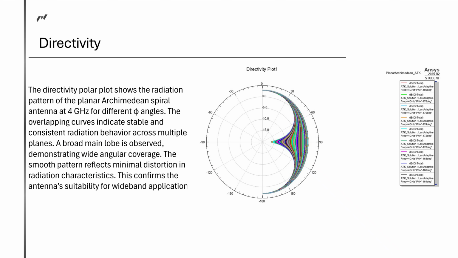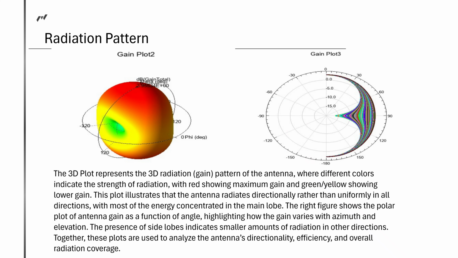This polar plot shows the directivity pattern of the planar Archimedean spiral antenna at 4 GHz for different angles. The overlapping curves indicate that the radiation pattern remains stable and consistent across multiple planes. We observe a broad main lobe, which implies wide angular coverage. Overall, the smooth and uniform pattern confirms minimal distortion and supports the antenna's suitability for wideband applications.